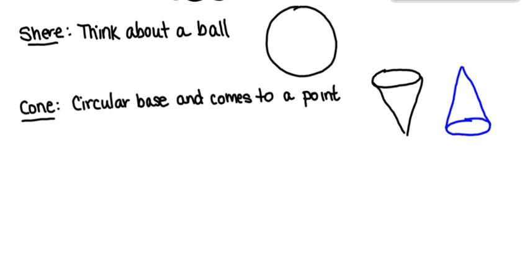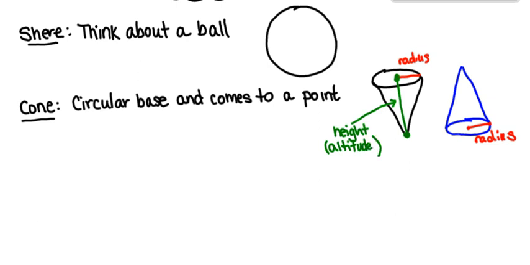I'm going to talk a little bit about the parts of this cone. This circular base is going to have a radius. Remember, the radius is the distance from the middle of that circle to any point on the circle. The height of your cone is going to be the distance from the center of your circular base to that point. So again, sometimes it's called the height, sometimes it's called the altitude. We're going to use those two interchangeably throughout this unit. So again, the height would be the point of our cone down to the center of our circular base.